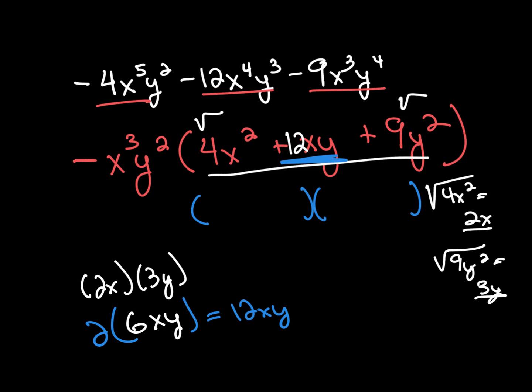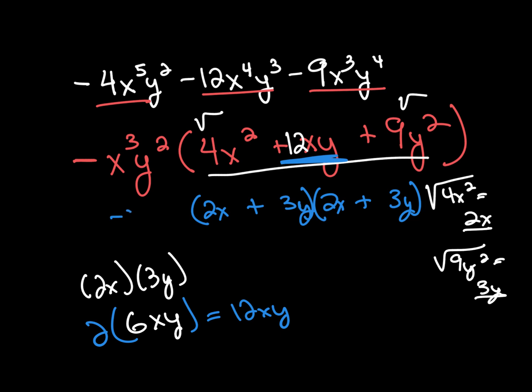So the square root of 4x squared would give me the 2x. The square root of the 9y squared gives me the 3y. And these will both be positive, okay? It's not like the difference of squares where it's one of each. Perfect square trinomials, they have the same sign. It's either a plus plus or a minus minus.